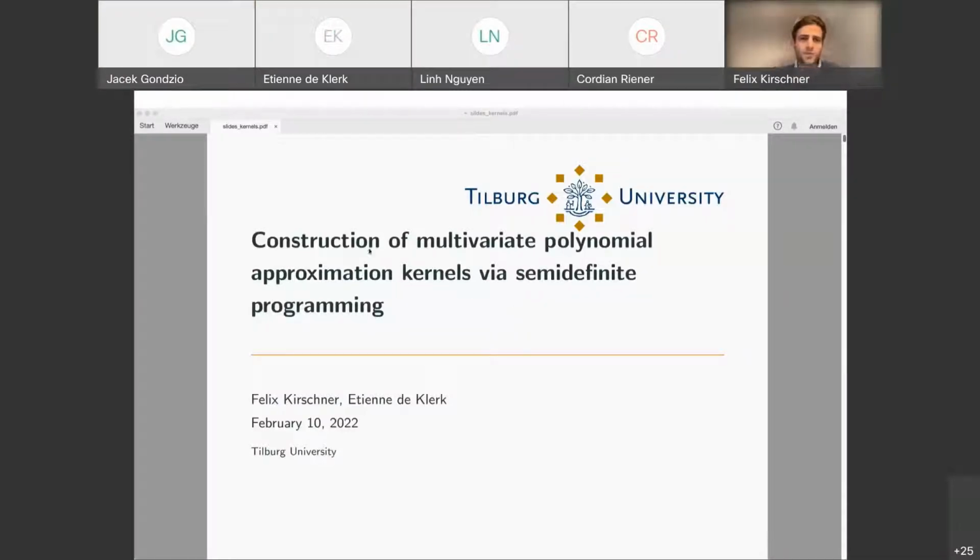Yes, so today I will talk about the construction of multivariate polynomial approximation kernels via semi-definite programming. And this whole talk is based on joint work with my supervisor Etienne, who just introduced me. And yes, I think it's good to get right into it.